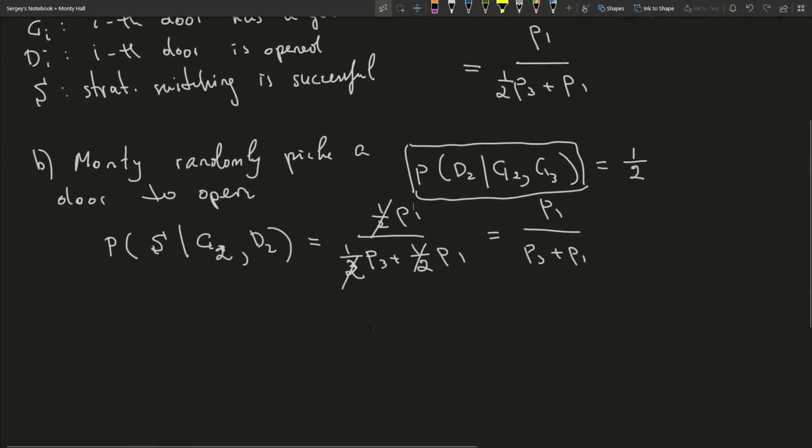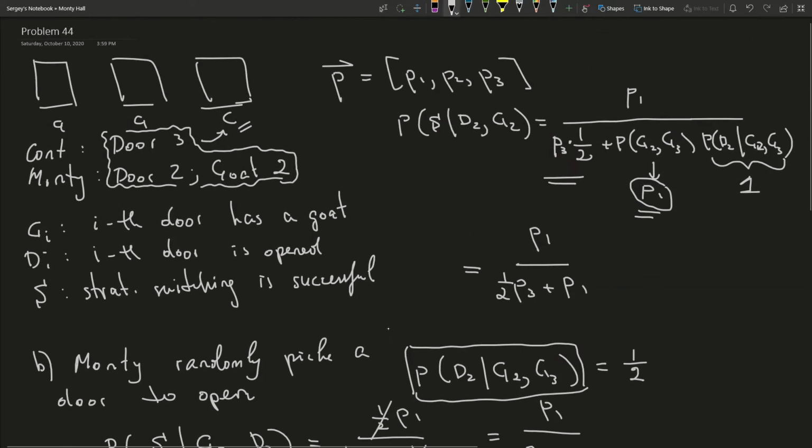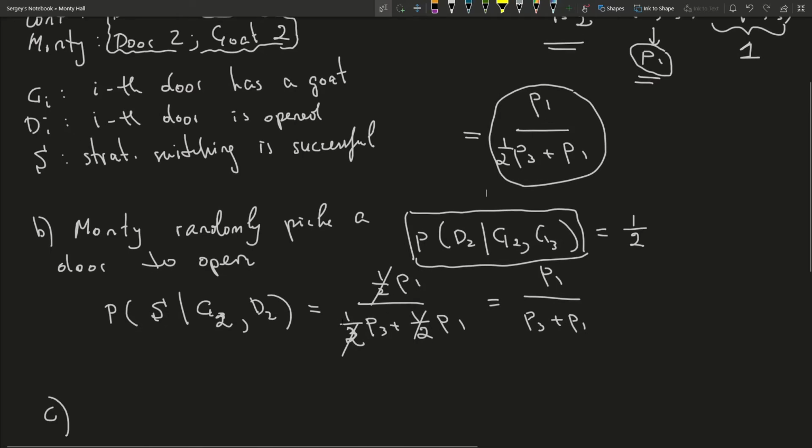Now, part C tells us to repeat what we got in part A, except with the contestant initially choosing door 1 rather than door 3. Well, we can take the result we got in part A, and just replace the values of p1 with p3. So what we get is p3 over 1/2 p1 plus p3.